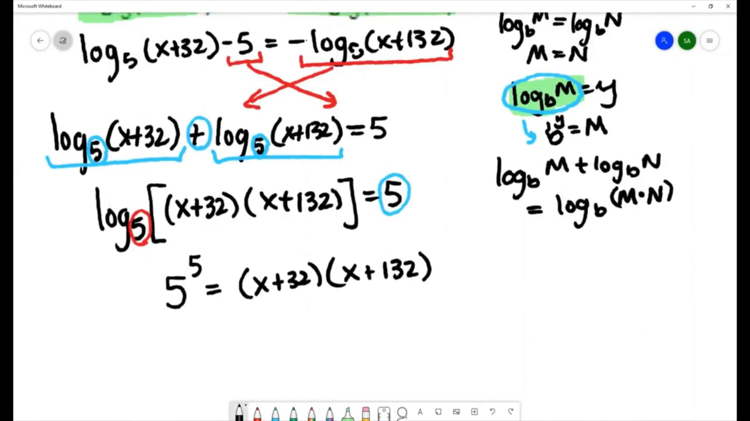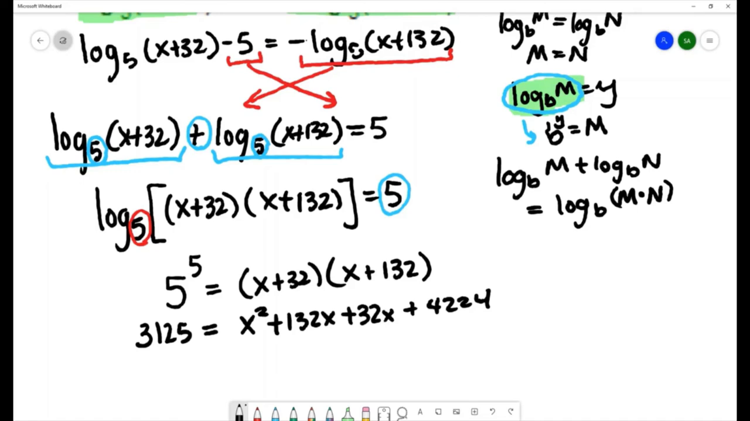Okay, so now we have an equation, and we're going to try to solve it. So we need to know what 5 to the 5 power is. That's 3,125. We'll multiply this out and get x squared plus 132x plus 32x. And we need to know what 32 times 132 is. That is 4,224. I'm going to subtract this 3,125 to the other side, and also combine like terms. 132 plus 32 would be 164x.